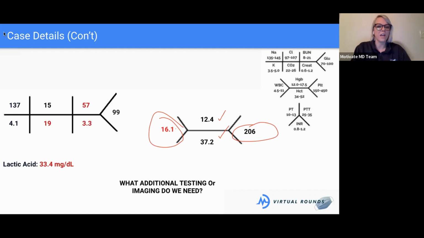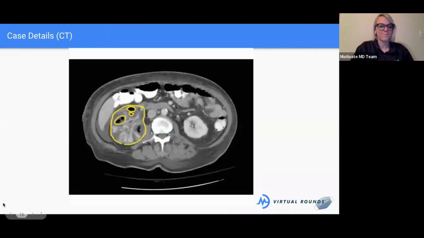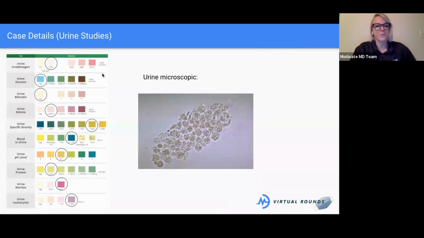I know Madeline said UA. Madeline's like, give me the UA. I'll give you a UA. Anything else? Oh, you guys are getting a CT too. Spoiler alert. So here are the urine studies.